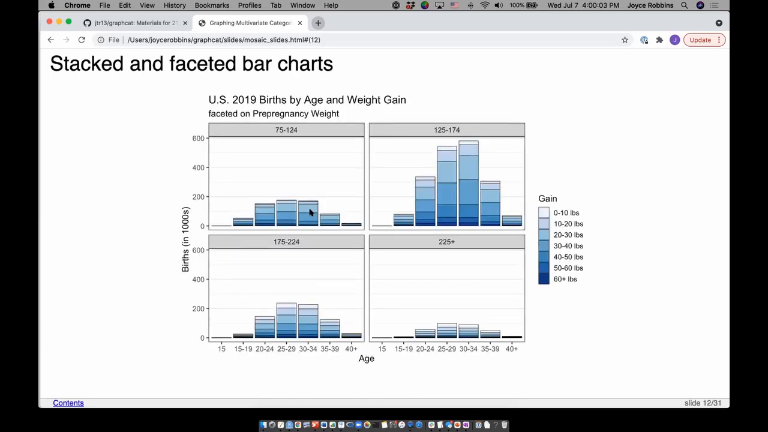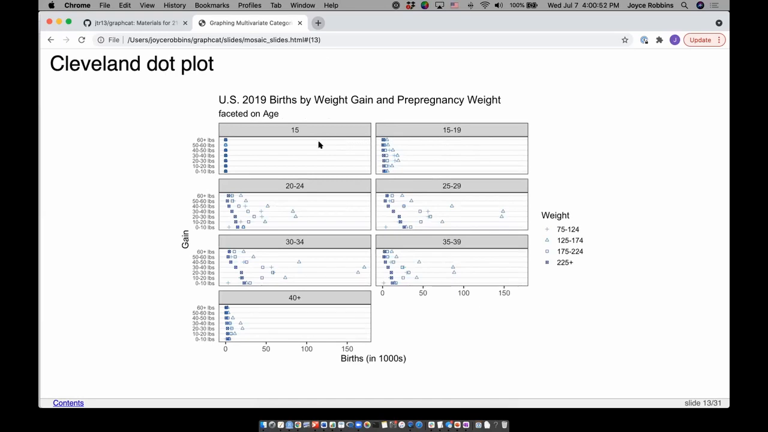This is the same data with labels this time for the 2019 births. It's faceted on these pre-pregnancy weight groups, and the x-axis is used for the age categories and the fill for the gain. It's common to use the fill color for the dependent variable. So we can see here easily what the highest number is. The highest number of births were to women in the 125 to 174 weight category who are between the ages of 30 and 34. And then within that, you can look at the weight gains, 20 to 30 and 30 to 40 pounds are the most common.